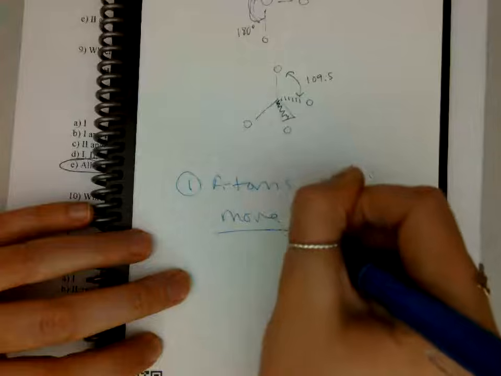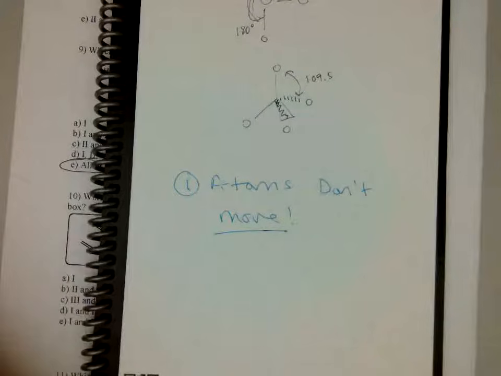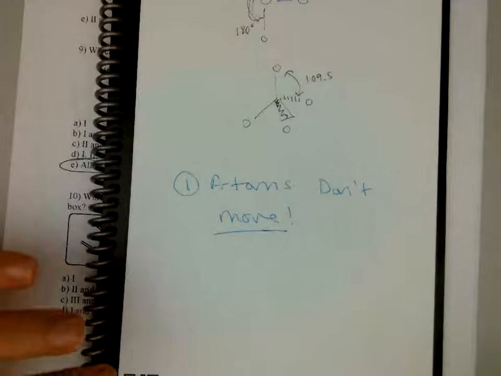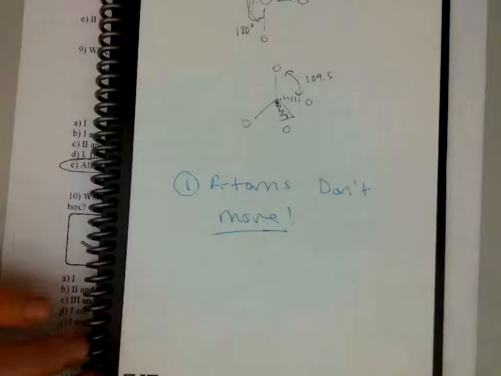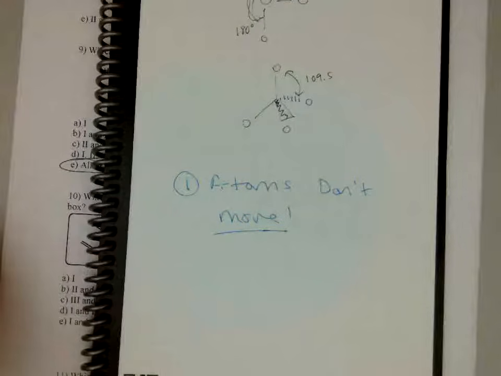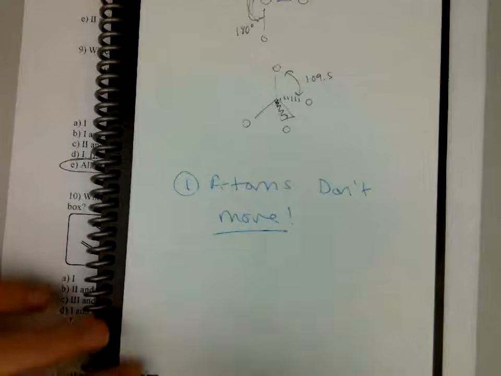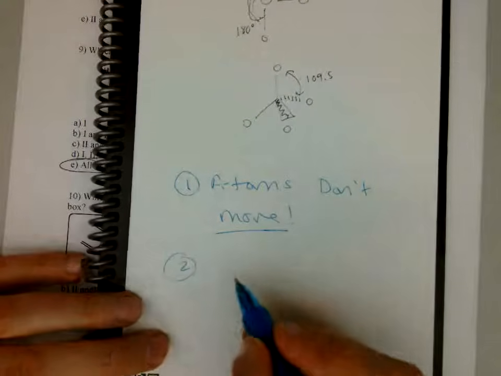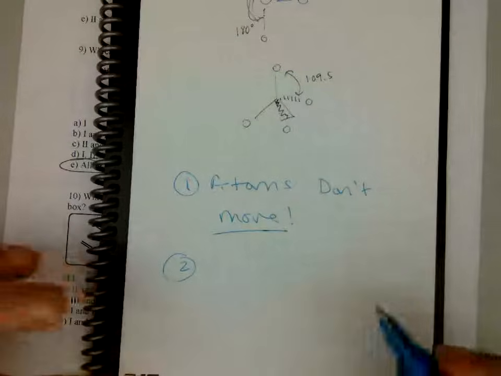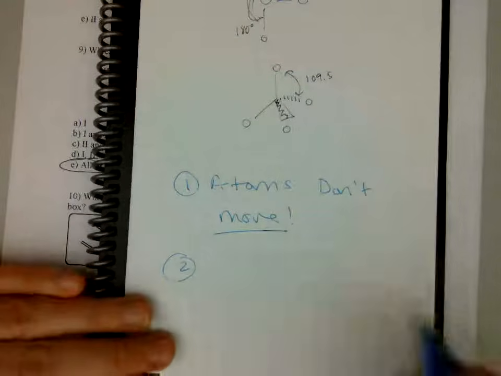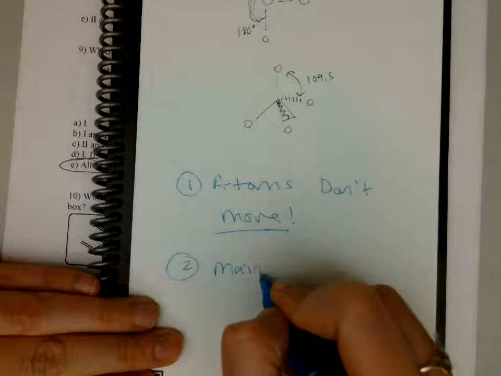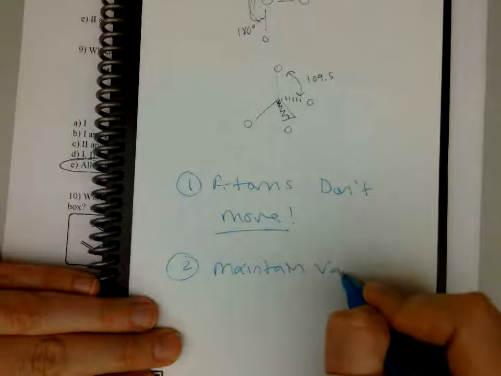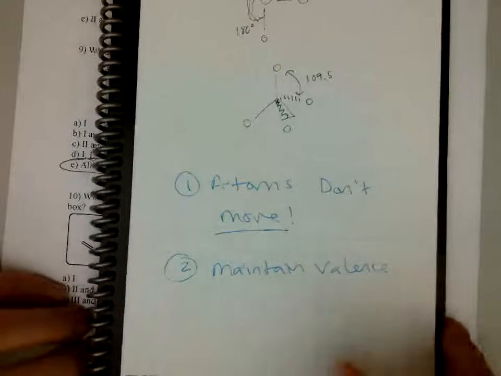And that can be tricky when we're doing our bond line formula with the implied hydrogens, because sometimes we don't recognize that an atom was moved. The other thing is electrons will move, but anytime a bond breaks or a bond is formed, another one has to break or form to maintain the valence. So those are the big things about resonance.